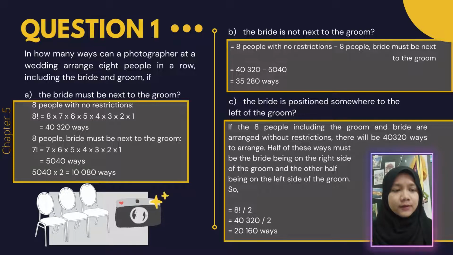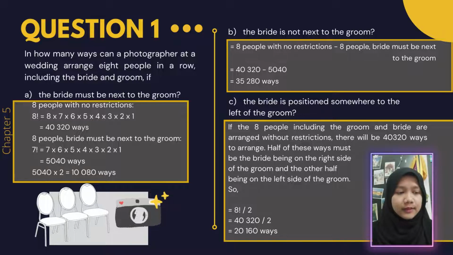Question B. If the bride is not next to the groom, the number of ways to arrange the 8 people with no restrictions minus the number of ways to arrange the 8 people with the bride next to the groom will give us the number of ways to arrange the 8 people with the bride not next to the groom. Therefore, 40,320 minus 5,040, we get 35,280 ways.